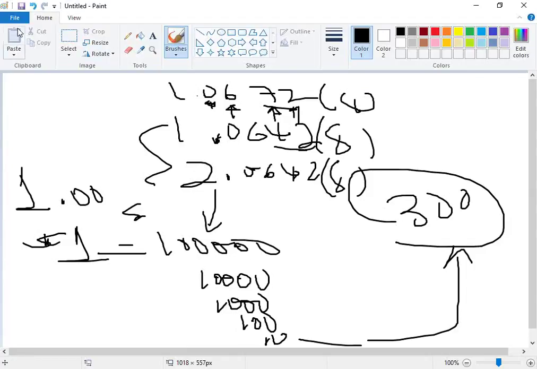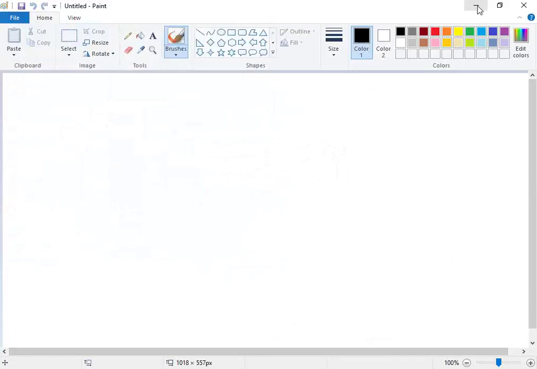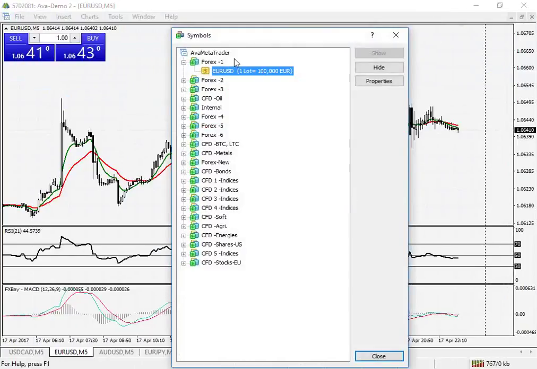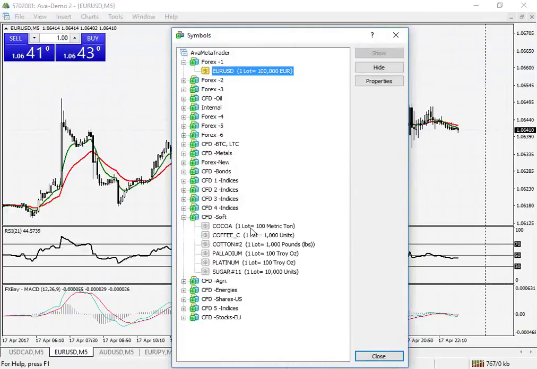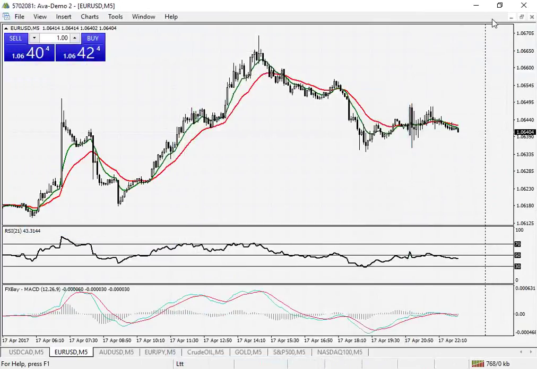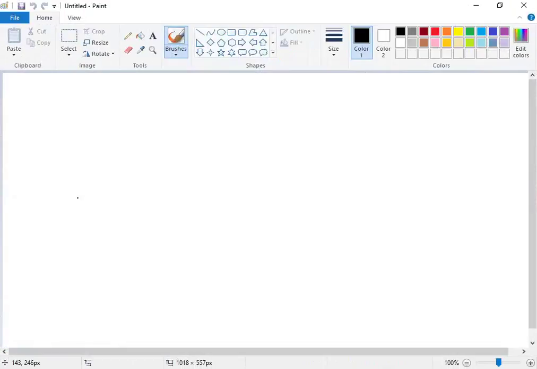Okay? So you can establish, and that's approximate. Not every currency is $10. Okay? So you can establish your position size just by looking at your symbol list. So if you're not sure of the product, go to the symbol list, find the product, highlight it, properties, coffee, contract size $1,000, means 1 full point movement on coffee is worth $1,000. Okay? So just be aware of the size of the product that you're looking to trade so you can establish your position size. Okay?